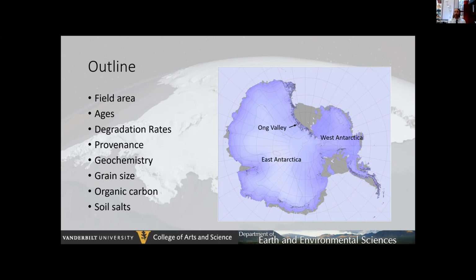So I'm going to talk a lot about cosmogenic exposure ages, degradation rates, erosion rates we've got. I'm going to look at provenance of these glacial tills, geochemistry of them, grain size data, carbon data, soil salts. We've done lots of different projects here in Ong Valley over the years.